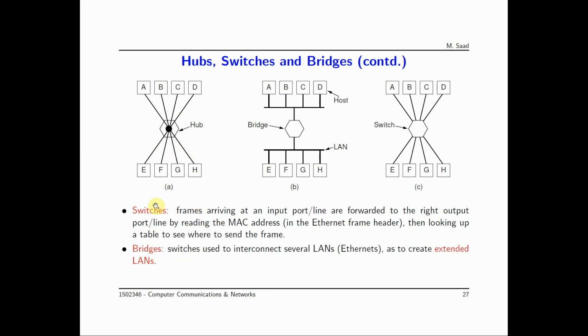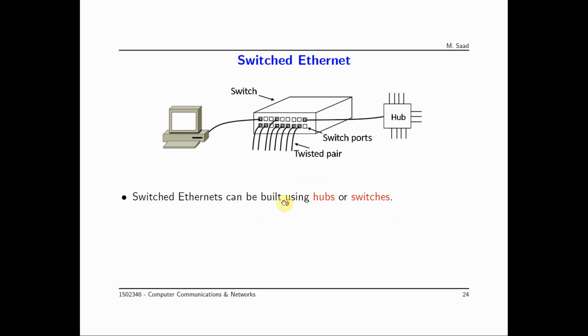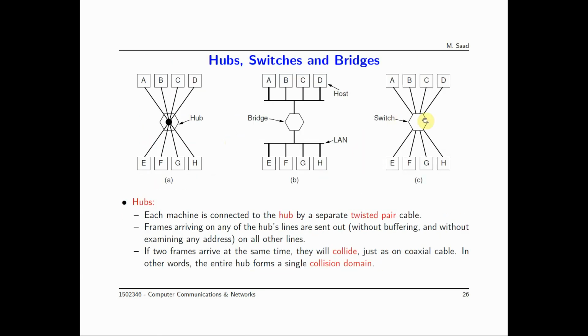What is the switch? Again, the switch looks like that. It has ports, and each port can have a cable connected to it, and the other side of the cable can be connected to a computer, so we can have something like that. So this is a switch, and the ports are connected to cables. The other sides of the cables are connected to computers, so we have computers A, B, C, D, E, F, G, H connected to a switch this time.